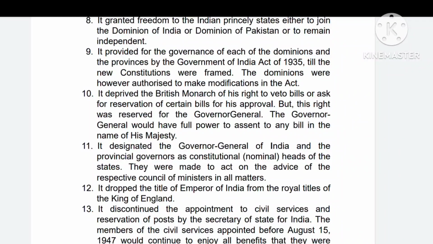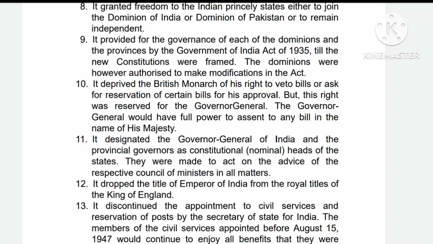Number 11. It designated the Governor General of India and the provincial governors as constitutional nominal heads of the states. They were made to act on the advice of the respective council of ministers in all matters. Number 12. It dropped the title of Emperor of India from the royal titles of the King of England.